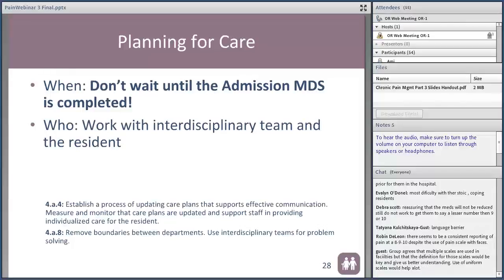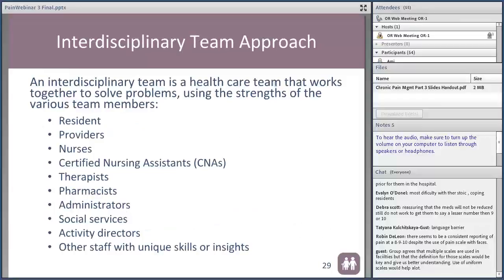I think with pain more than anything else, because it has so many physical, psychological, social components, you really have to have a team approach. Exactly. You've got your CNAs involved, you've got your therapist involved, you've got your nurses involved, you've got your families involved. So yeah, it definitely has to pull in everybody to have the best approaches. And the next slide does in fact go through it. It's actually quite a long list of people that are involved in this.